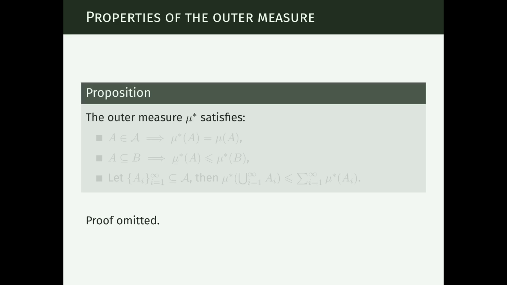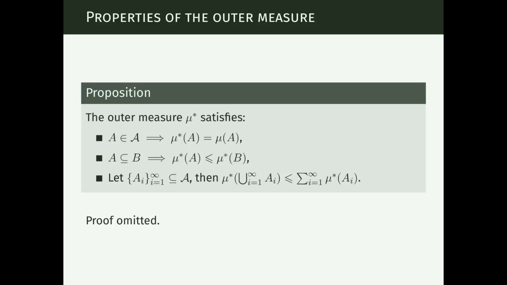Here are the main properties of outer measures that we'll use. It is not so hard to prove them, but we will omit the proof. The outer measure satisfies the following. For sets A which are already in the algebra, the outer measure coincides with the pre-measure. If a set A is contained in B, then the outer measure of A is at most equal to the outer measure of B. And finally, the outer measure is countably sub-additive. If we have a sequence of sets, it doesn't matter if they are disjoint or not, the outer measure computed at their union is bounded from above by the sum of the outer measure of each of these sets.